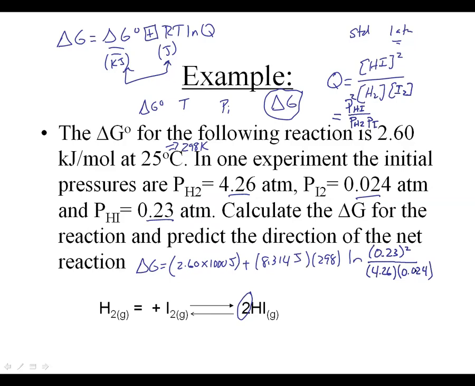Times it by 298 and times it by 8.314. If you clean up the right-hand side and the left-hand side here, you end up with something like 2,600 plus minus 1,632.5. And then if we add those together, we end up with 967. This is going to be joules in my case, or that would be 0.967 kilojoules in this particular case.